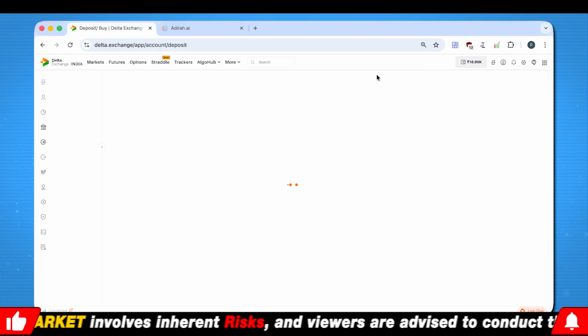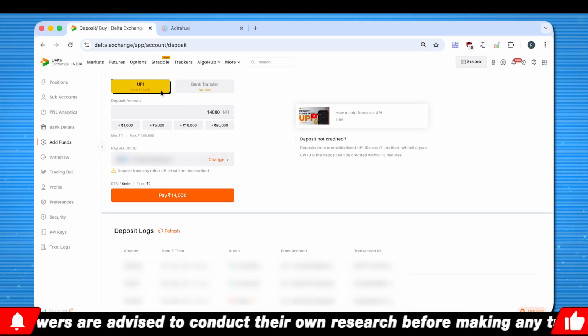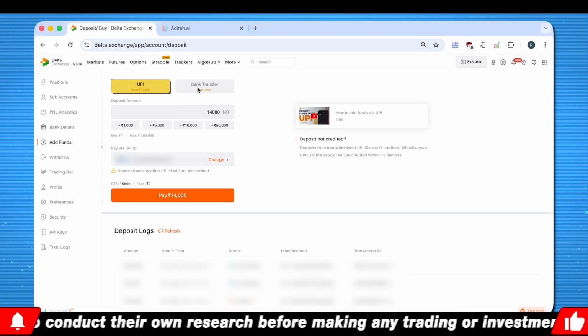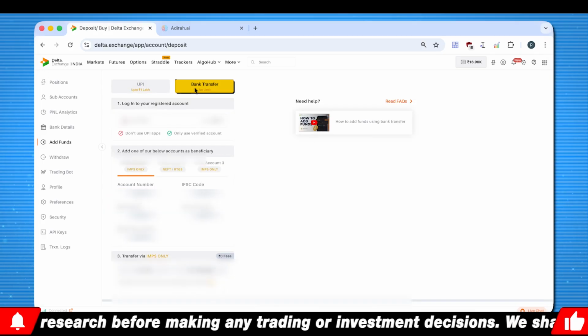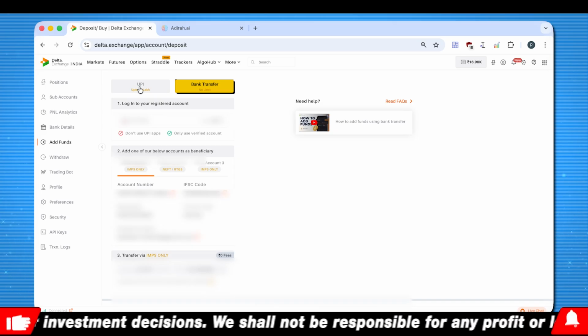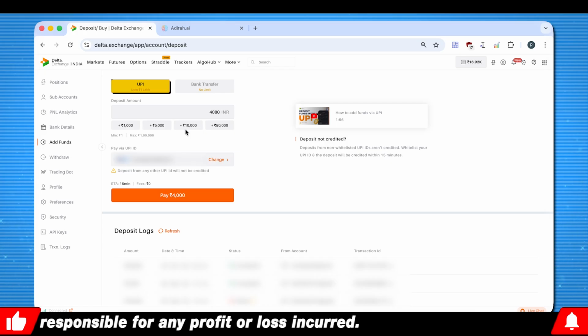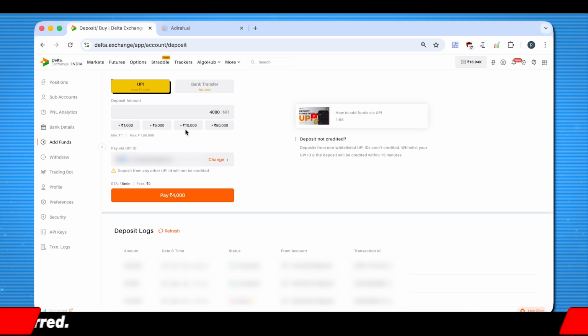Click on Add Funds. You can deposit money using UPI or bank transfer. One important thing to remember is that the bank account you use must be the same one you registered while opening your Delta Exchange account. If you are using UPI, it must be linked to that same account. Deposits and withdrawals are only allowed through the registered bank details.